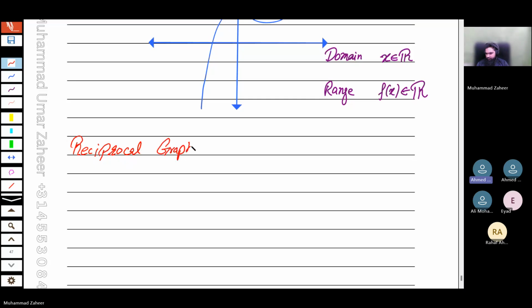Sir, can you give us, I have a question. Is the domain of every cubic graph all real values?